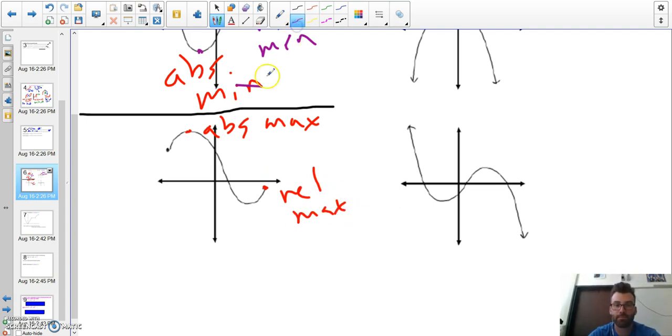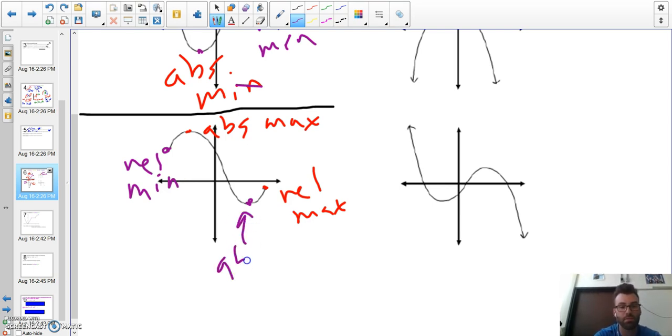Let's look at minimums next. I have a minimum here and a minimum here. This is not the lowest point on our graph, except it is the lowest point in that general area, so this would be a relative min, and this would be an absolute min.